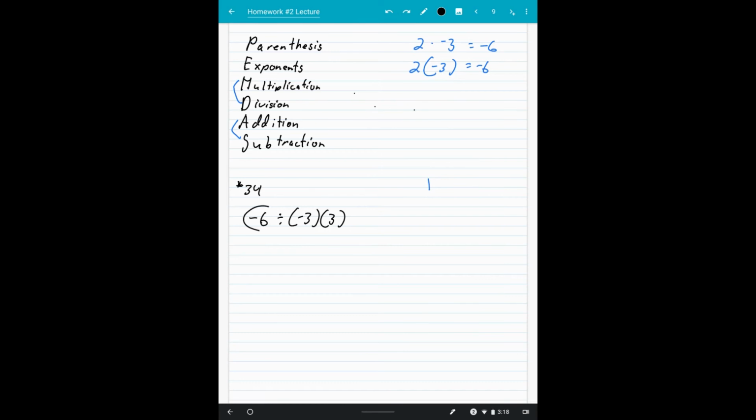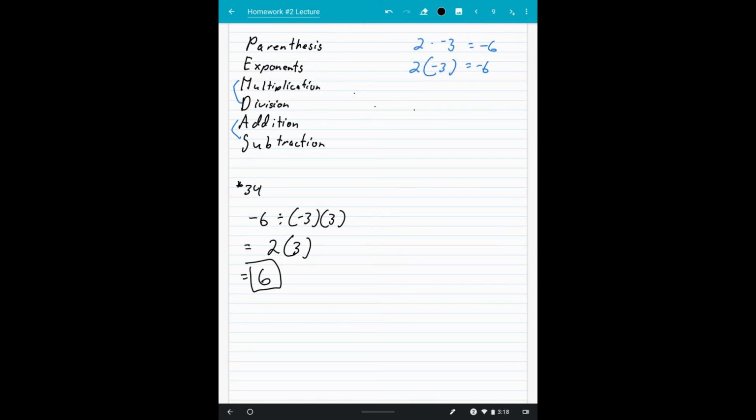So we do negative 6 divided by negative 3. Negative divided by negative makes a positive. 6 divided by 3 makes 2. So these two resulted in that 2 right there. We rewrite the 3 times 3. And then we examine PEMDAS again. Are there any parentheses? Nope. No exponents. We do have multiplication. 2 times 3 is 6. And that would be our answer for that one.